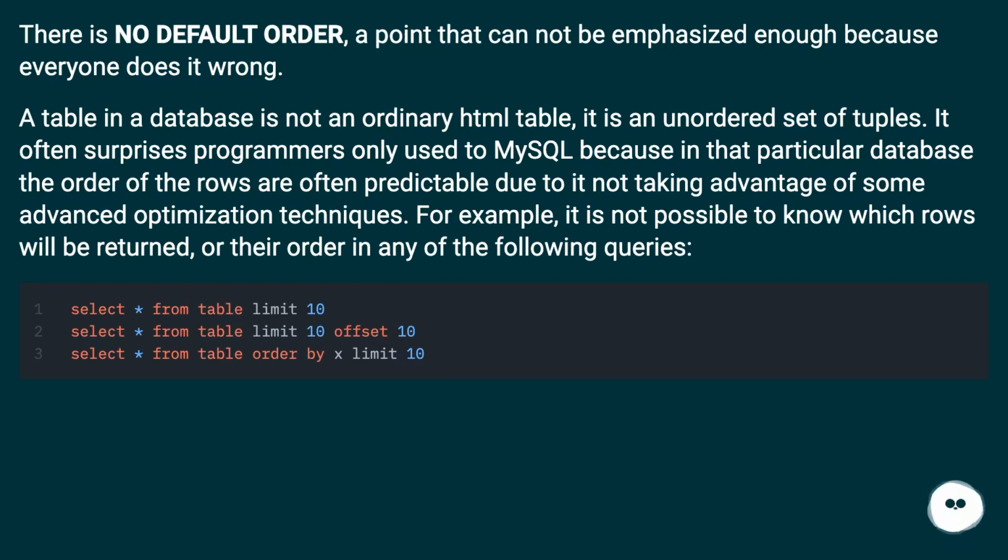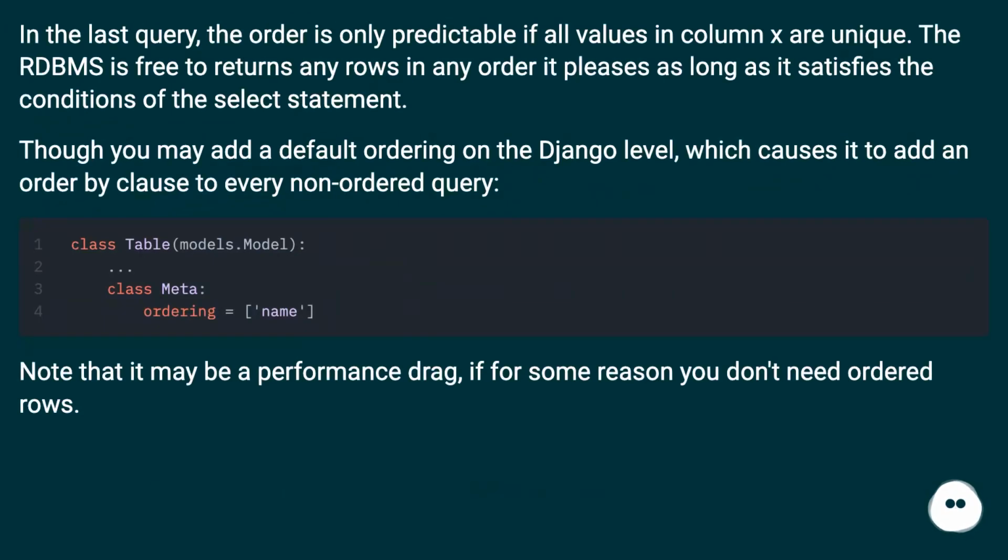For example, it is not possible to know which rows will be returned, or their order, in any of the following queries. In the last query, the order is only predictable if all values in column X are unique.